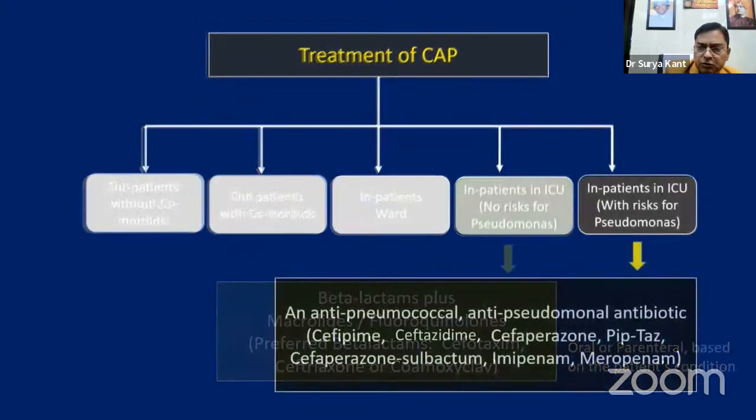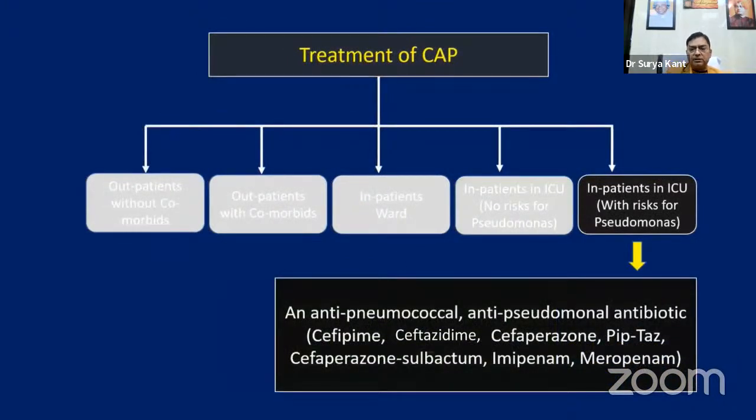The last situation is inpatient ICU requirement with the risk of Pseudomonas, then you will use the anti-pseudomonal antibiotic. So you will use an anti-pneumococcal plus anti-pseudomonal antibiotic, for example, cefepime, ceftazidime, cefoperazone, piperacillin-tazobactam, cefoperazone-sulbactam, imipenem, or meropenem. So that is the last situation, the most severe situation.